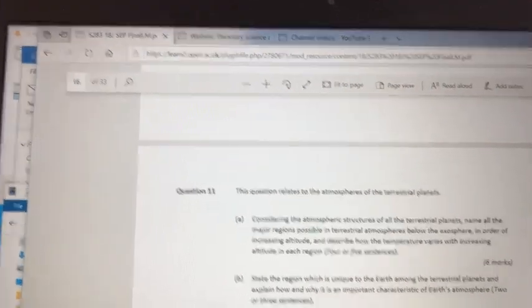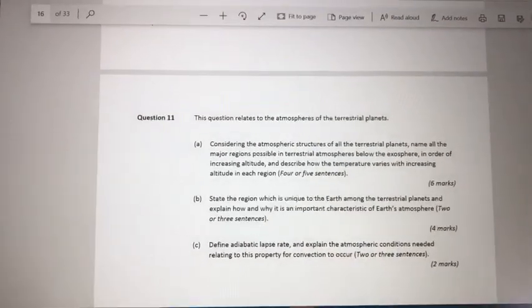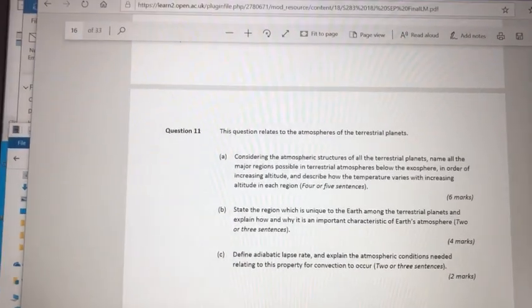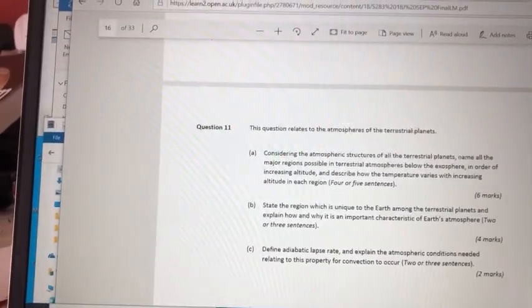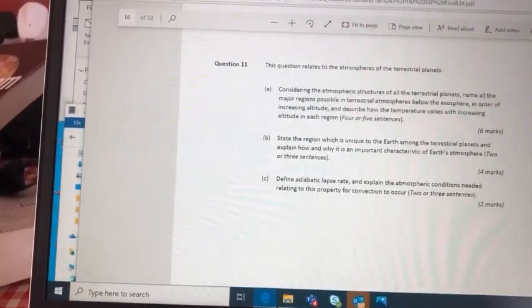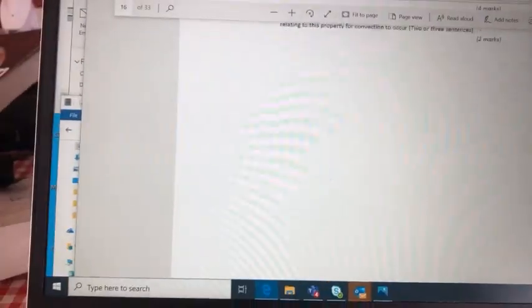This question is about atmospheres of terrestrial planets. Name the regions in the atmosphere below the exosphere and show how the temperature varies with increasing altitude. Which layer is unique to the Earth? What does adiabatic lapse rate mean? So that's about atmospheres.